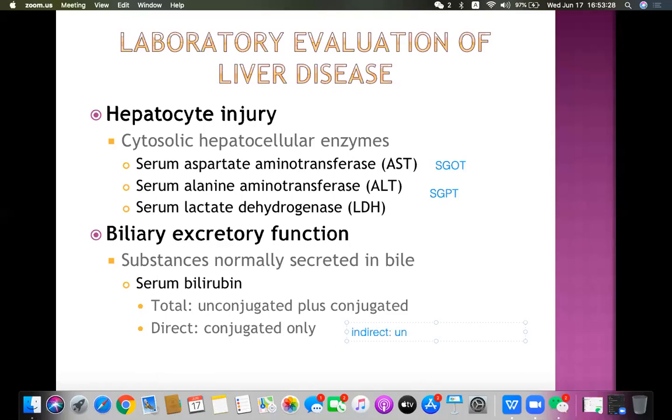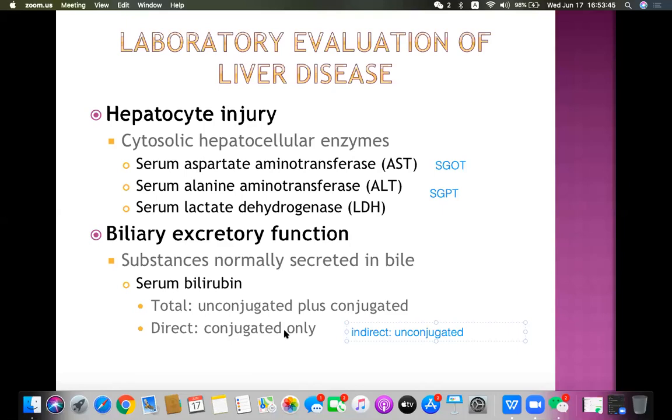Indirect is unconjugated. Okay, and another one is direct. This is conjugated. This is already written there. So total serum bilirubin is the combination of both.